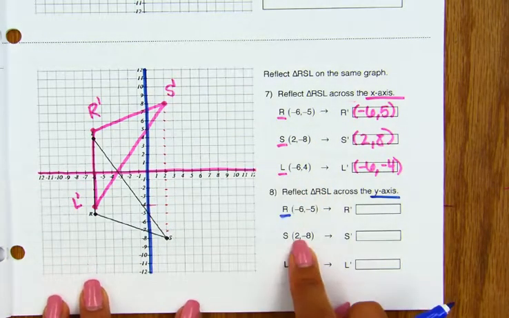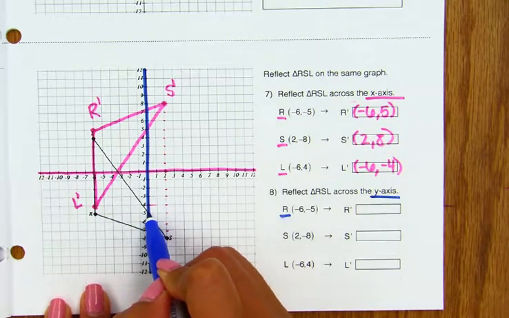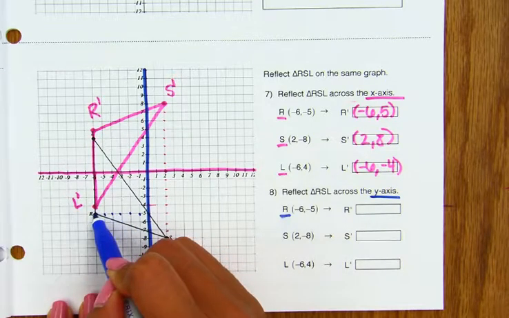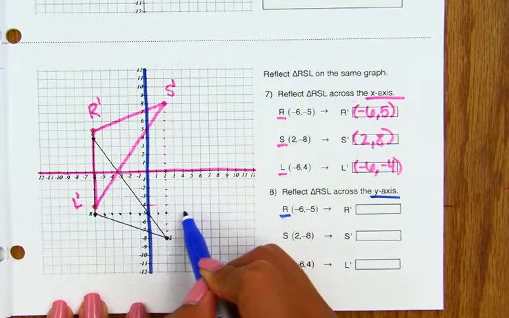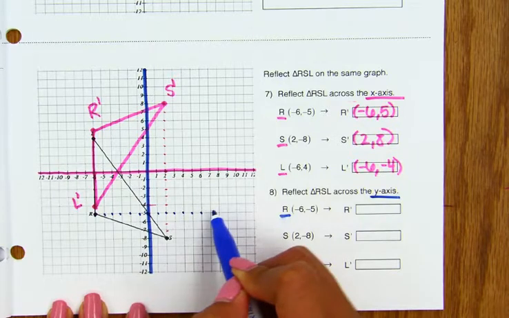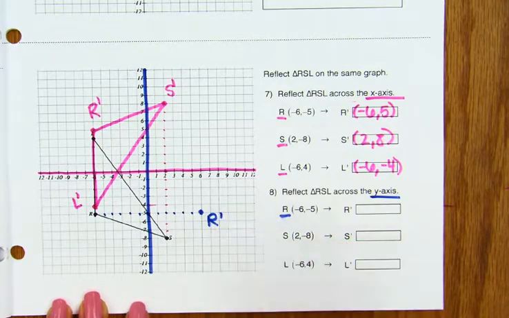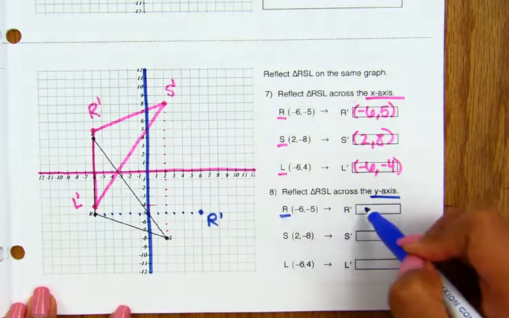So R is right here. That lines up with -5 along the y-axis. Notice I'm going to have to move 1, 2, 3, 4, 5, 6 to the left. So starting back at -5, I'm going to go 6, but this time I'm going to go to the right. 1, 2, 3, 4, 5, 6. So that's going to be my R prime. So there it's going to become 6, -5.